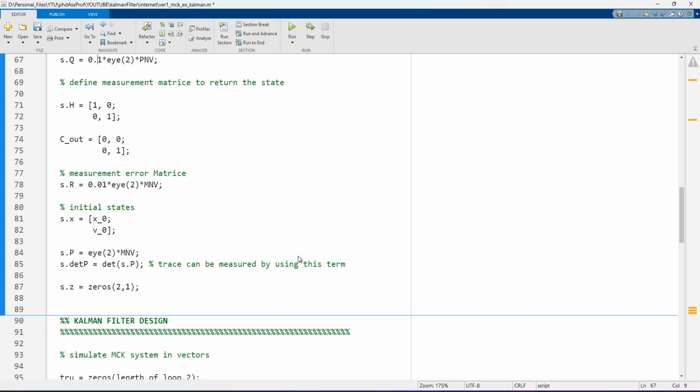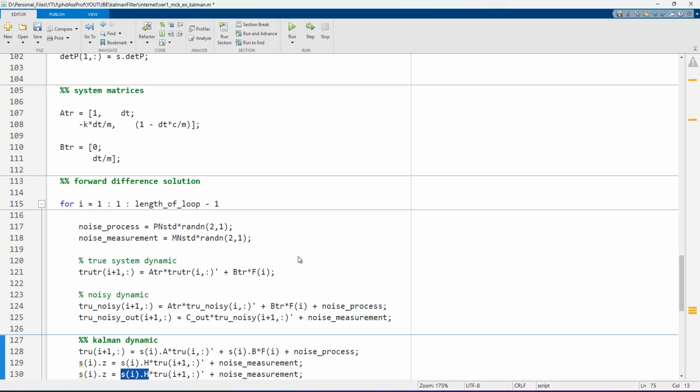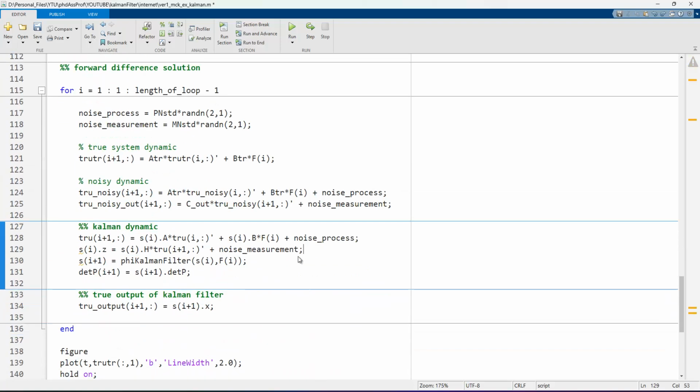But in the ideal case we should give this H true values just like this one. Okay, that's all for this lesson. In the next lesson we will talk about the van der Pol equation in order to implement the extended Kalman filter design.